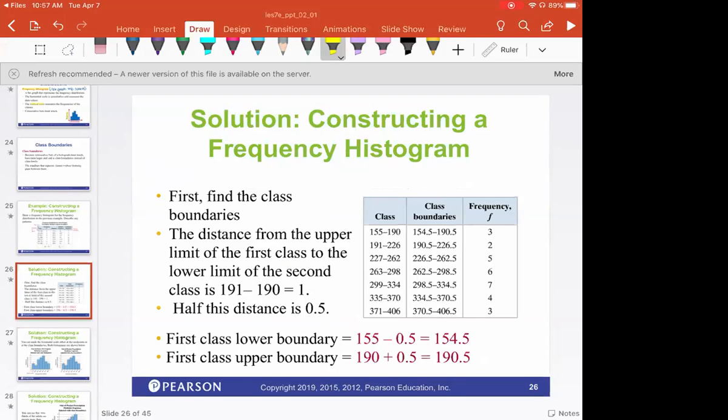So here it shows you the work. So we're working with our boundaries. How much can it be before we touch? So it's pretty much 0.5 less and more. So we're going to subtract 0.5, and here we're going to add 0.5, right? So 191 minus 0.5 gives us 190.5. 226 plus 0.5, we have 226.5. So we're adding and subtracting 0.5.